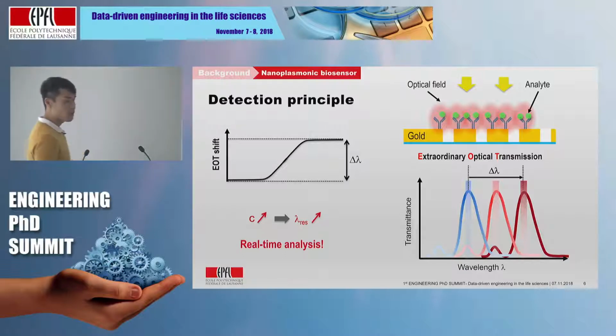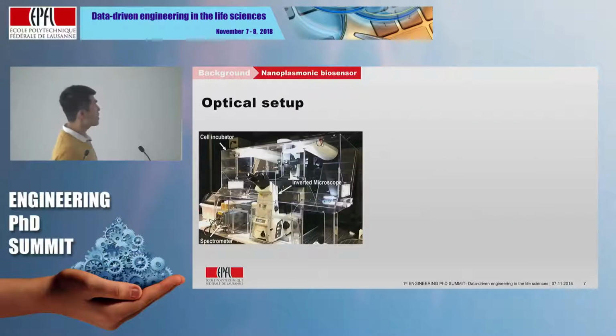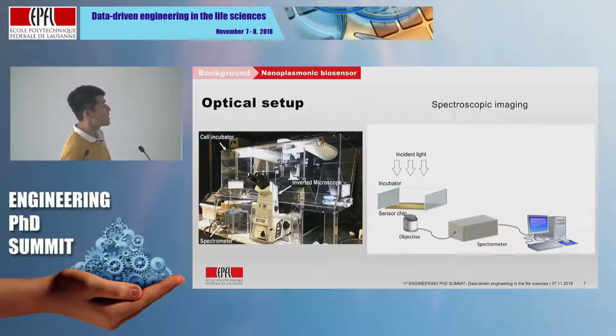So in order to perform such a label-free detection, we implement an optical setup, which is a simple modification of the inverted microscope, where we mount a spectrometer on the side, and we coat the whole microscope with a customized big box for cell incubation. And we call this setup spectroscopic imaging.